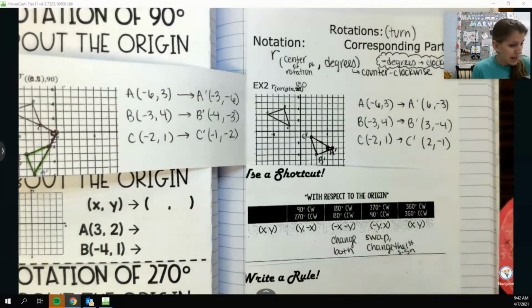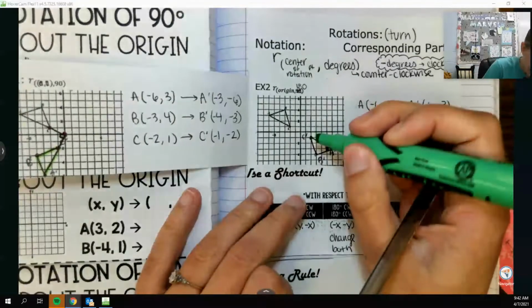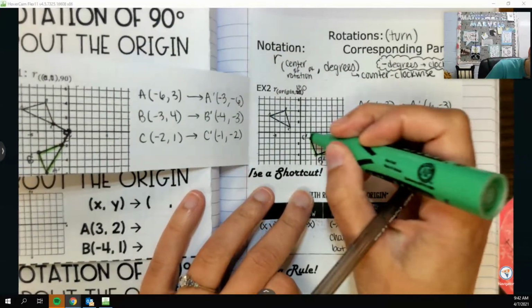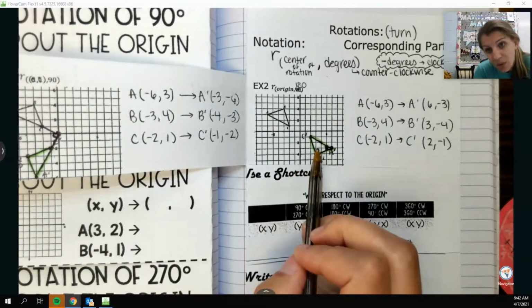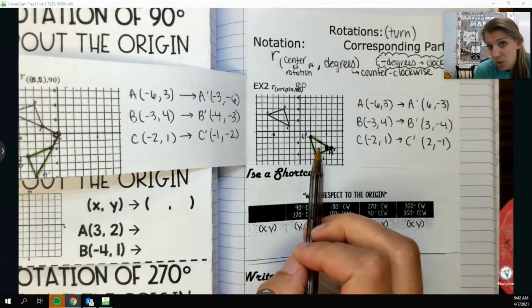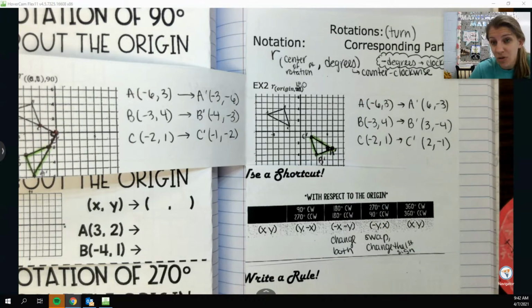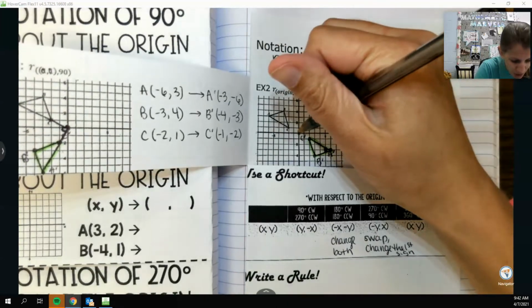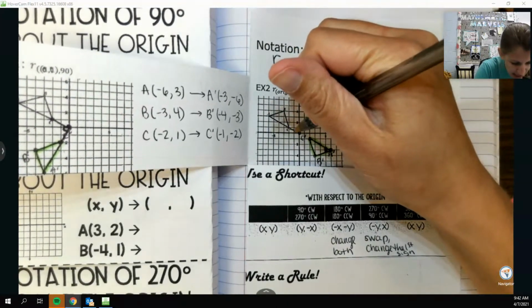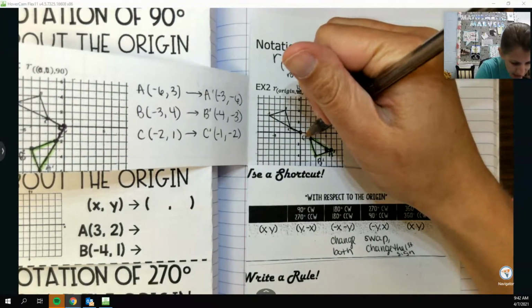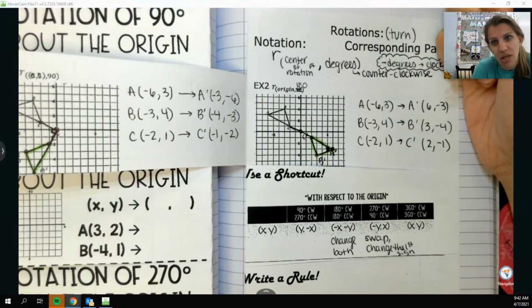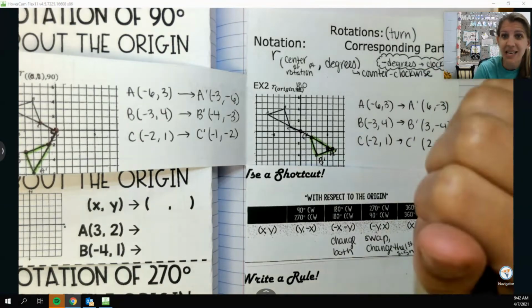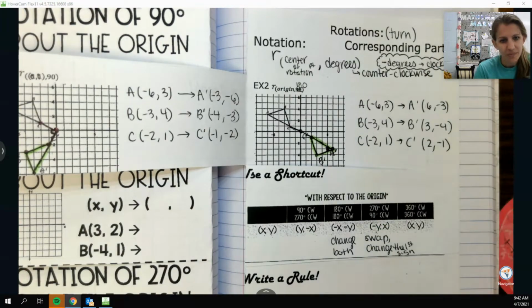Now again, if I think about feeling good about what I've done, this guy has moved 2 quadrants, and 2 quadrants are 2 90s, so 180. Also, if I do like I did on the last one and go to the origin and connect C and then C prime, it should make a straight line because 180 degrees is a straight line, and it does. So I feel good about that.